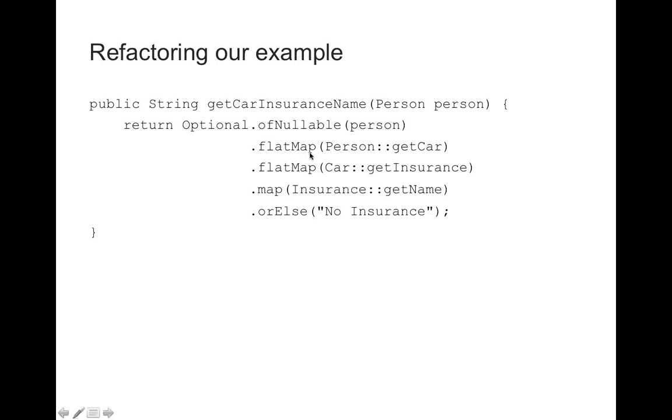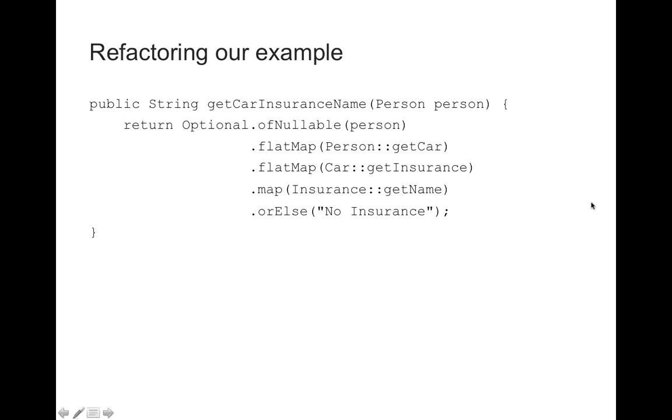The next thing we'd like to do is to extract the car of this person, which may also be optional. This is what we call flatMap. The result of this first flatMap call will be an optional of a car. So the person may or may not have a car. The next thing we'd like to do is to extract the insurance of that car. Well, the getCarInsurance method also returns an optional of an insurance, right? The car may or may not have an insurance. This is what we call flatMap.